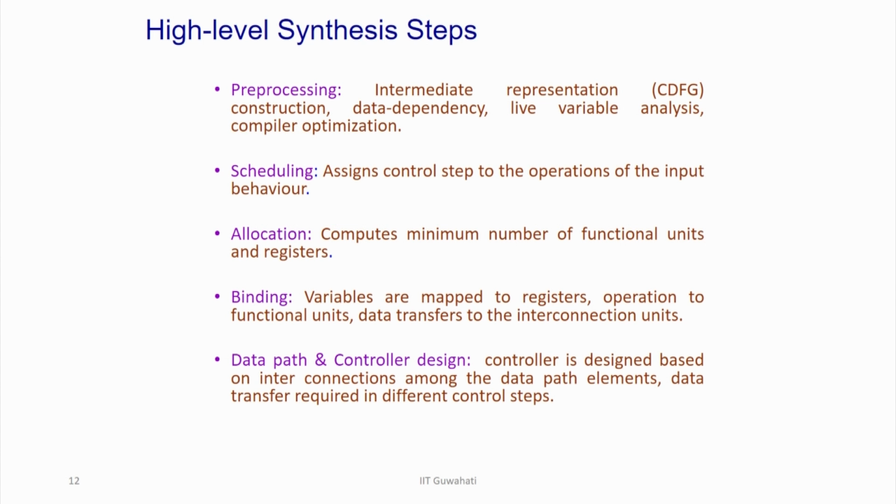High level synthesis consists of several sub steps: pre-processing, scheduling, allocation, binding, and data path and controller design. We are going to discuss all of those now. So, what is pre-processing? In pre-processing, we represent that C code in some intermediate form, CDFG, we calculate the data dependency inside it, we do some analysis, and we apply certain compiler optimizations to generate an optimized version of the intermediate code.